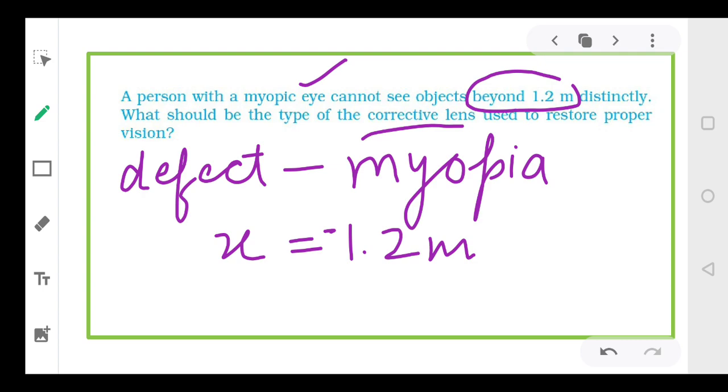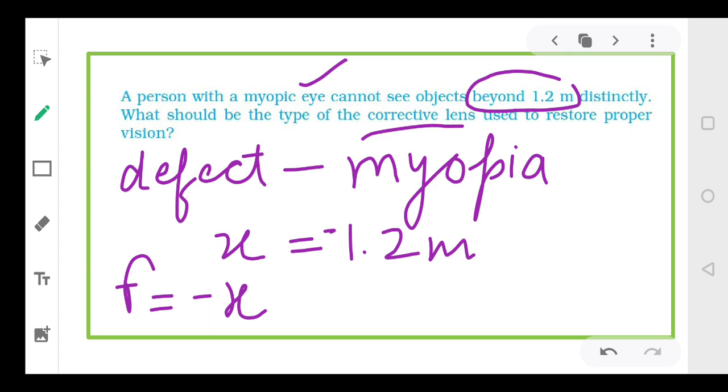Clear everyone? And what is the formula? Tell me. F is equal to minus x. I hope you remember it. Are you clear with this? So the distance is 1.2 meters. Now put the value in the formula.